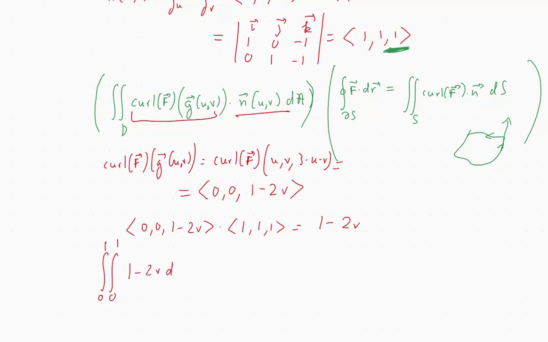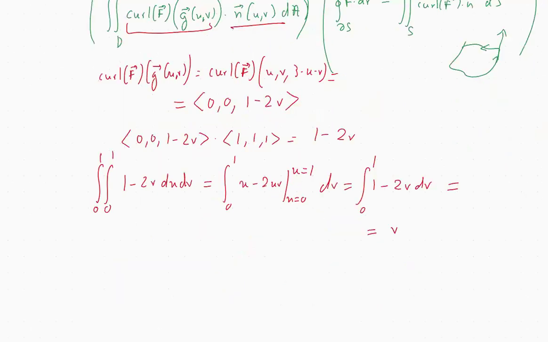So it's the integral from 0 to 1 of u minus 2uv from u equals 0 to u equals 1. And then we need to integrate with respect to v. This will give us the integral from 0 to 1 of 1 minus 2v dv. And the antiderivative here will be v minus v squared from 0 to 1, which simply gives us 0.